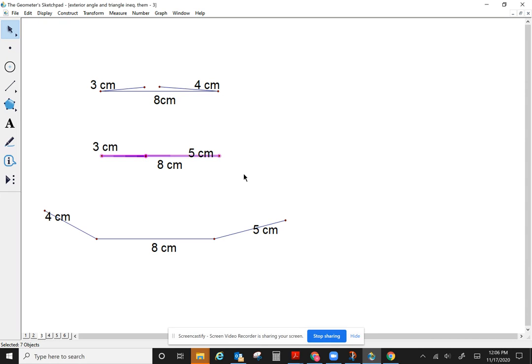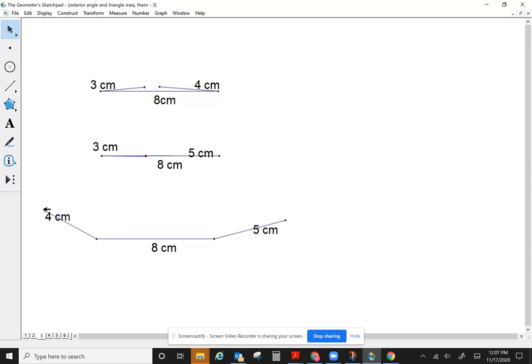It's not a triangle. So from the first example, if I add the two small numbers and it is less than the big side, I cannot get a triangle. The two small sides will never meet. Now, if I add the two small numbers and it is equal to the big number, I still cannot make a triangle. I can make a line segment, but not a triangle.